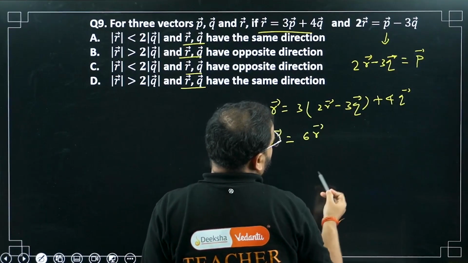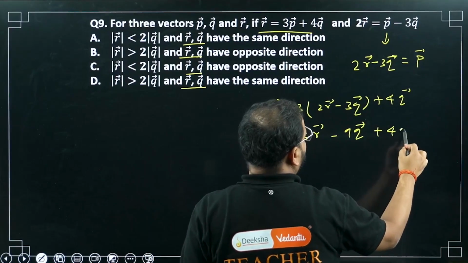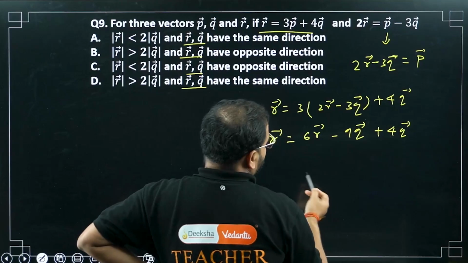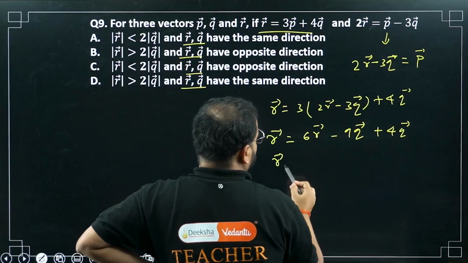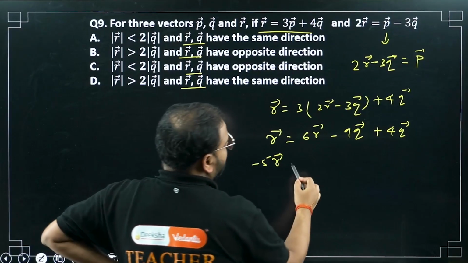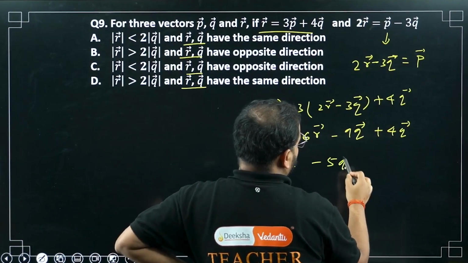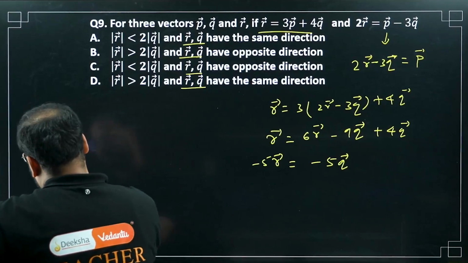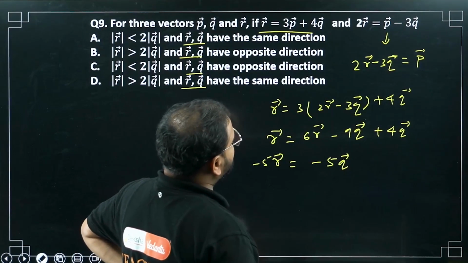3R vector minus 9Q vector plus 4Q vector, right? What is this going to be? Please check, this is going to be R vector. I can bring it over here. It will become minus 5R equals to what? Minus 5Q. Something is wrong. I have done a sign mistake somewhere. Okay, minus 9Q plus 4Q.